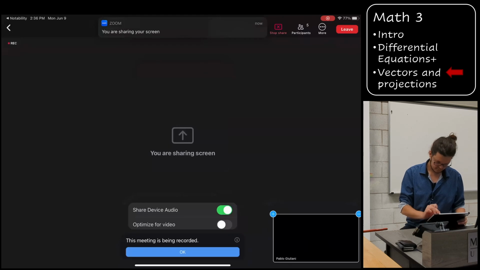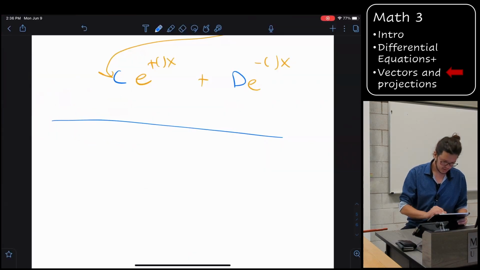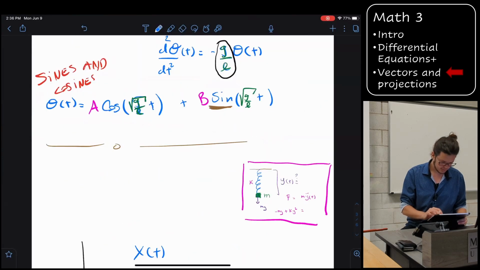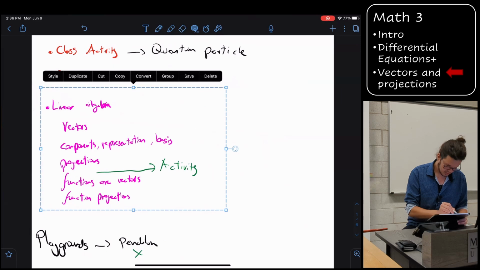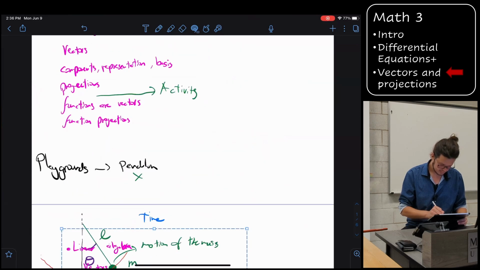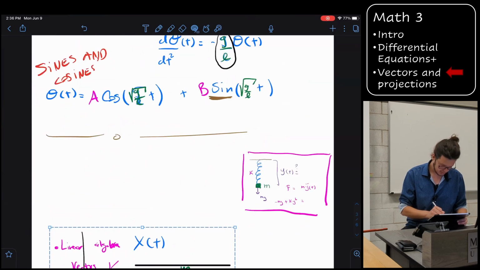So we are going to talk now about linear algebra as an introduction. I don't think I'm going to be able to cover all of this, but that's okay. I will see you on Wednesday too.